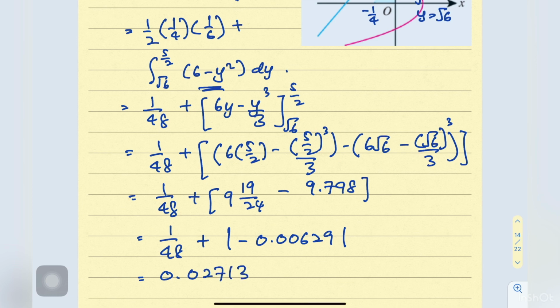So the final answer is 0.2713. For this question, I show detailed calculation because it's easy for you to track which part you make a mistake. But in a real SPM or any examination, you can skip this, as long as you show substituting the upper limit minus the lower limit, then press the calculator and give your final answer.